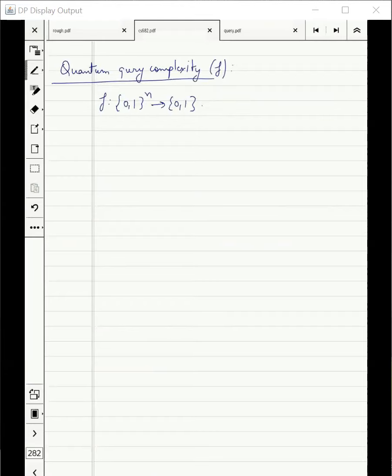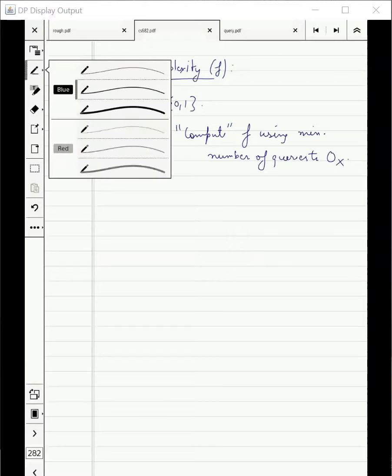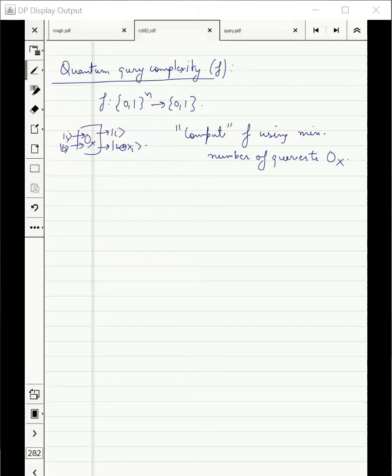Given a function like that and an oracle, remember, this was the oracle. We want to "compute" f using the minimum number of queries to O_x. I have written compute in quotes. The reason is we should define compute precisely.